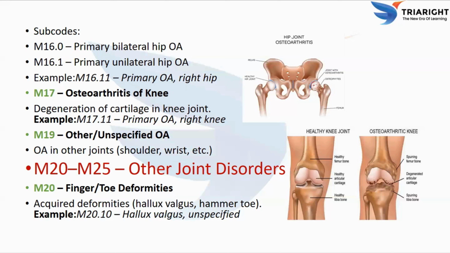So M20 is finger or toe deformities. These are acquired deformities, which are not congenital. They commonly involve the toes, especially due to footwear, trauma or arthritis.